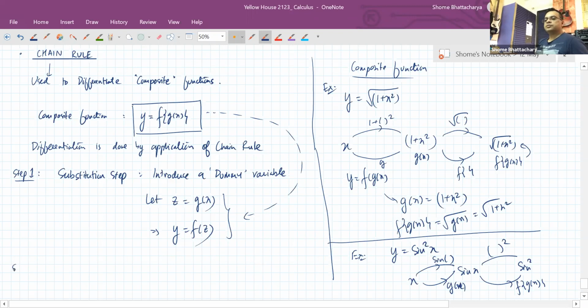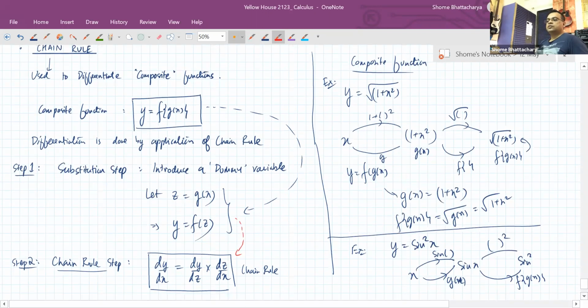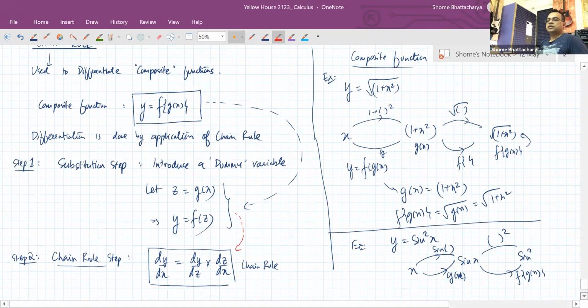Okay. Then the second step is where the differentiation comes in. That is called the chain rule step. In the chain rule step, we express the rate of change of y with respect to x as the rate of change of y with respect to z multiplied by the rate of change of z with respect to x. So this is the statement of the chain rule. Okay, and in this now we are going to substitute these 2 things. And on substitution, the final step will give us, after resubstitution, the value of dy by dx.